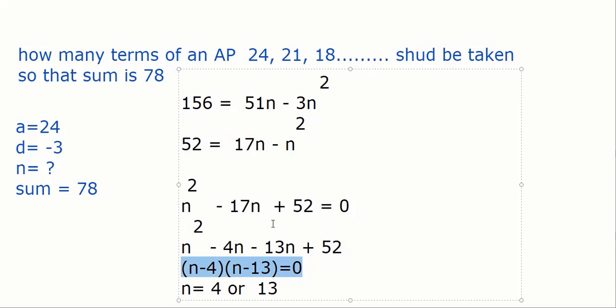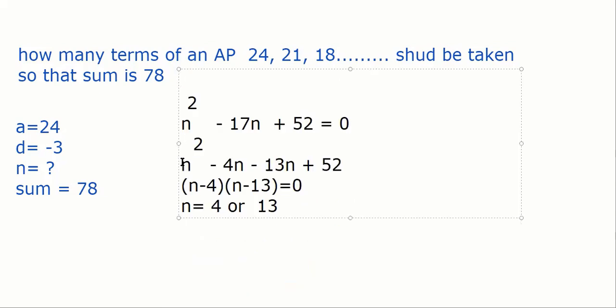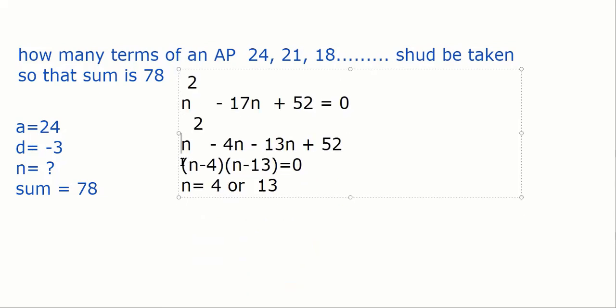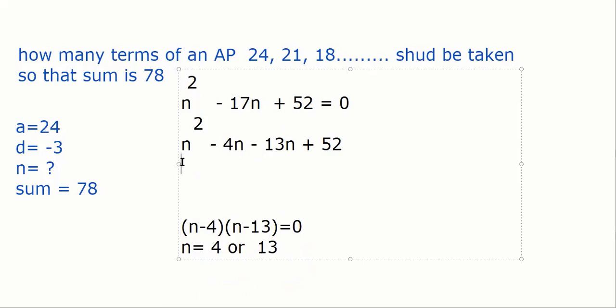Okay. What is common between these two? Tell me what is common between these two. Sir, I think 13. Correct. 13 is common, right? Yes, sir. So let's see. If I take n common, what is remaining? N minus 4, sir.